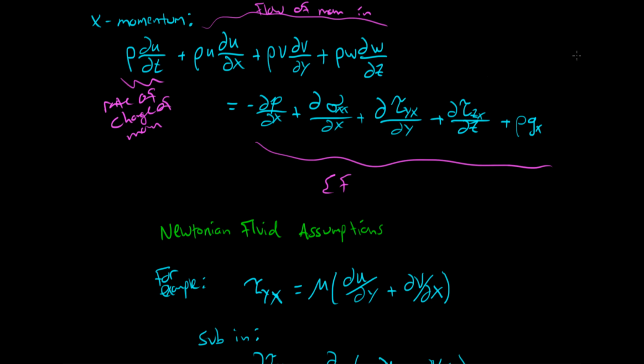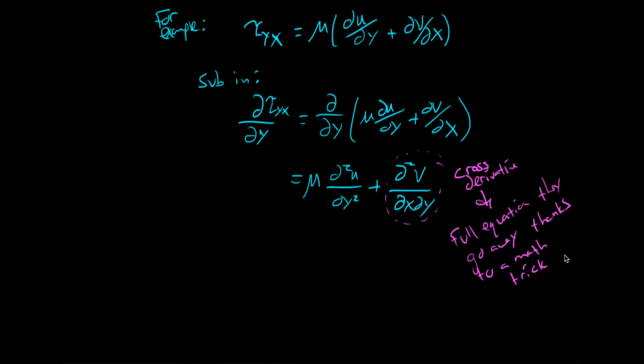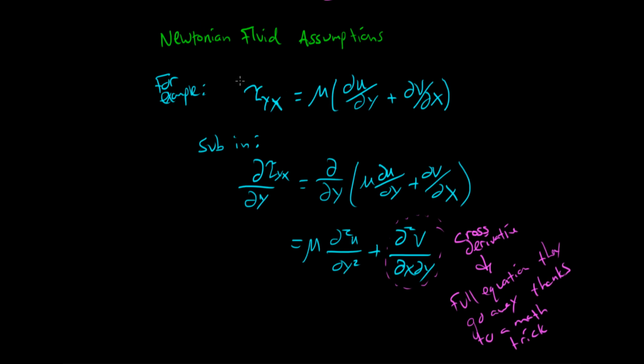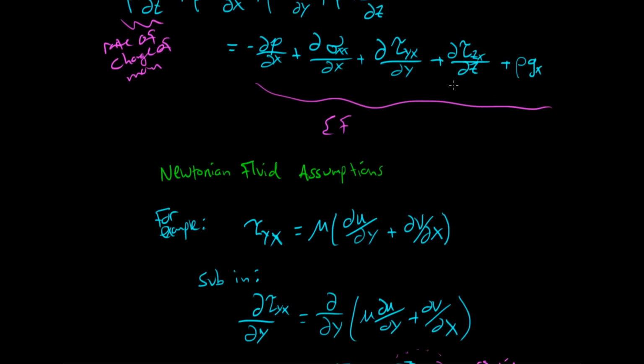Now, with the Newtonian fluid assumptions, we actually have relationships for sigma and tau. And they look like this. So for example, tau yx looks like mu du dy. That's familiar, although there's always this cross term that actually shows up in real life. We've just been neglecting it thus far. And so if you take that and you sub it in, you get this weird thing, right? Because our equation has d by dy, where is it? Here we go, d by dy of tau yx.